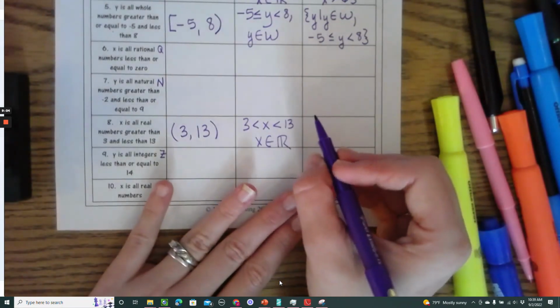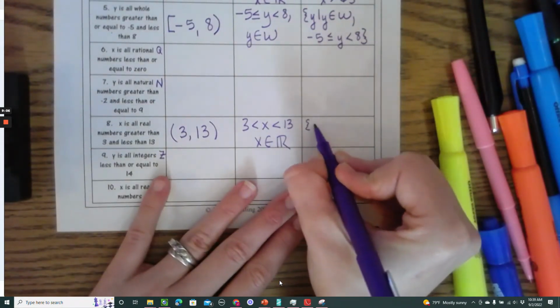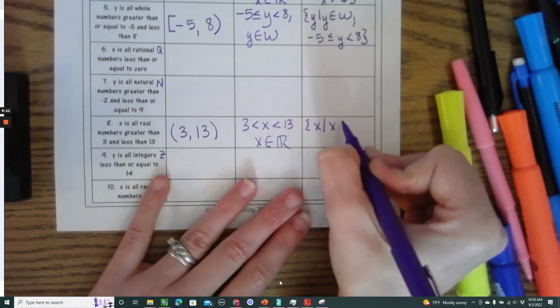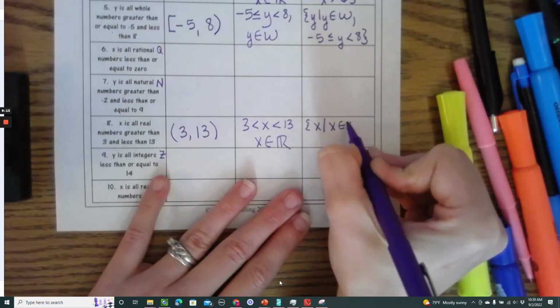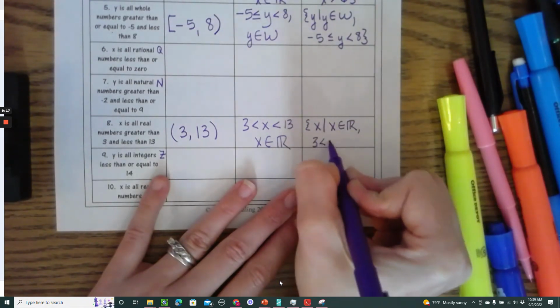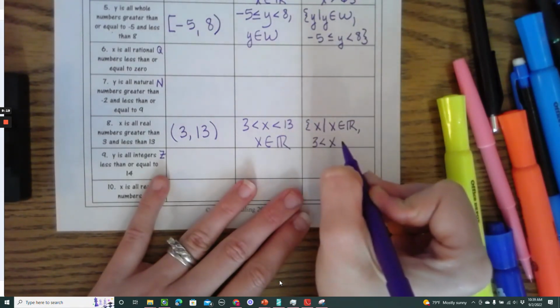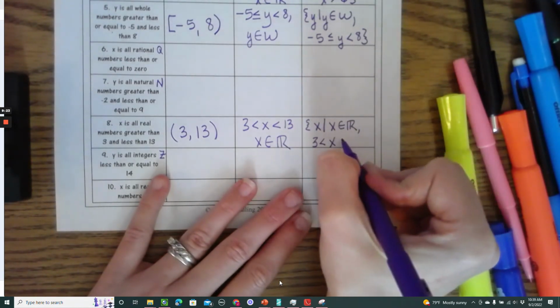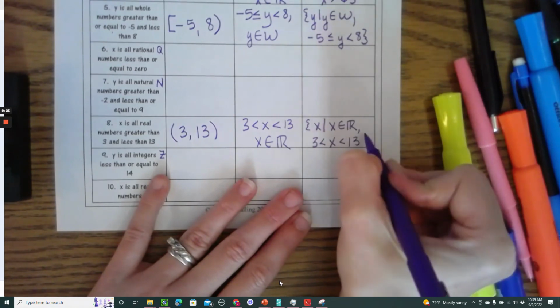All right, and then set notation. X is a member of the set of real numbers where 3 is less than x. I did that wrong. Is less than 13. I wrote my answer key out wrong.